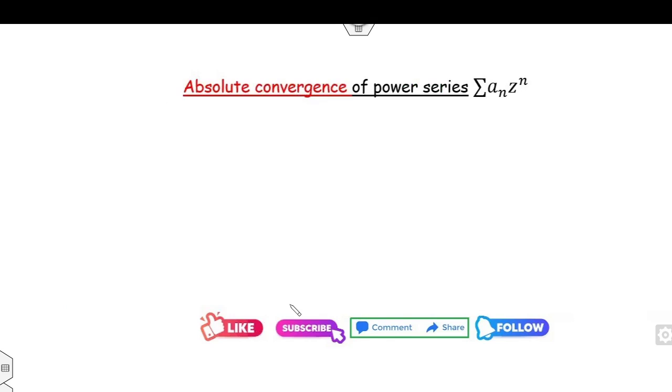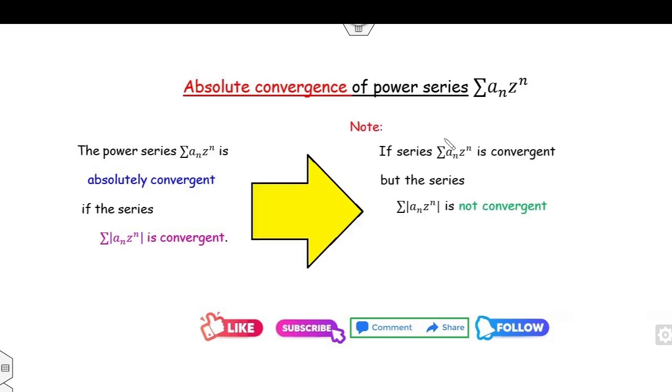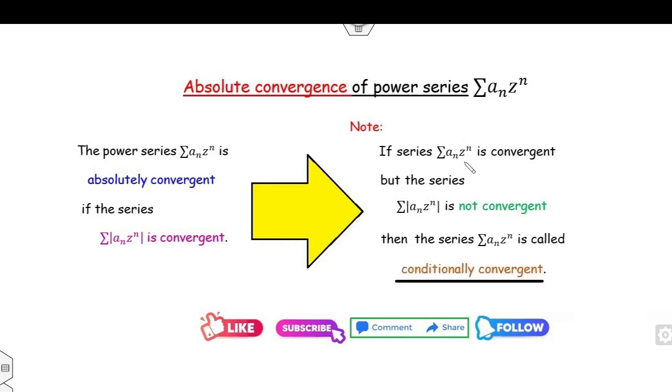Now the last question here is, can we discuss the absolute convergence of the power series? Of course you can. The power series is said to be absolutely convergent if the absolute value of the series is convergent. And we all know if the original series is convergent but the absolute value series is divergent or not convergent, what does it mean? That is called conditional convergence.